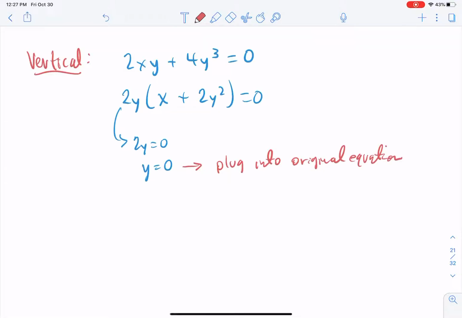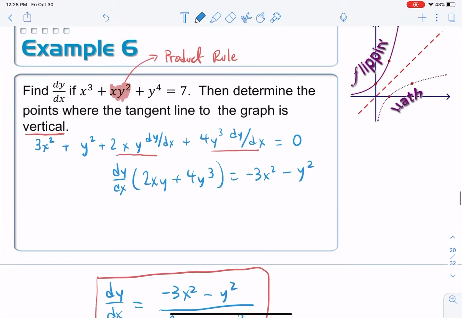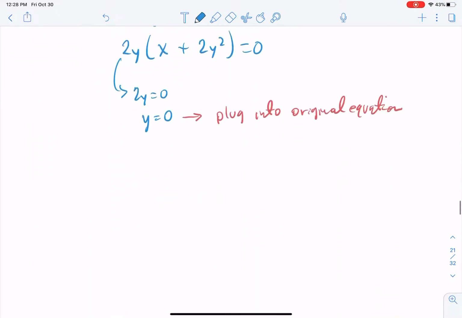Very common thing that you have to do with these implicit differentiation type of questions. But you know what? You would have done that anyway when it was a function of x. You would have plugged it back into f of x in order to find out what f of x was equal to, right? Of course. Okay, so let's do that.